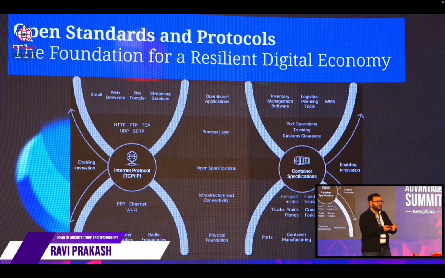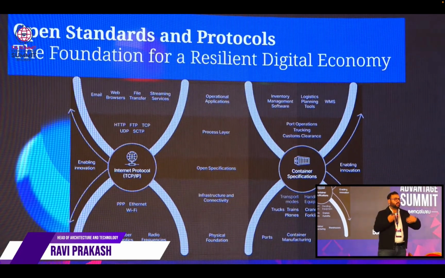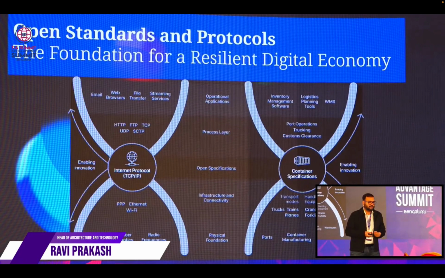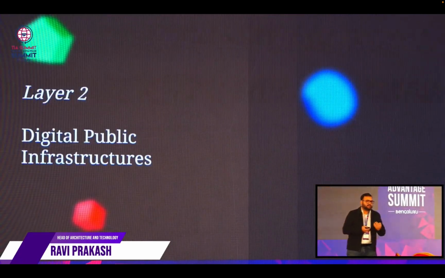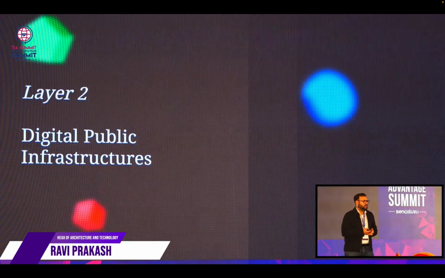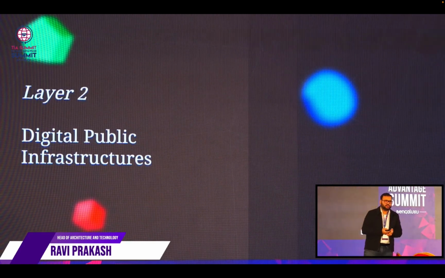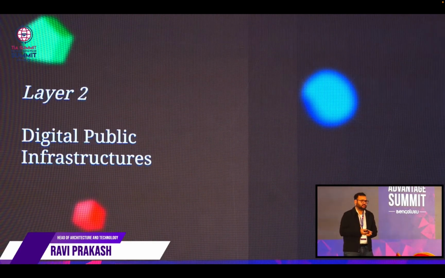But just because we standardized the containers, it allowed for innovation in the layers that happened above, right? Then let's look at the second layer, the digital public infrastructure layer. Now, we have heard this term for a while now, so I'm going to focus on two important digital public infrastructures. We will touch upon the other obvious ones later.